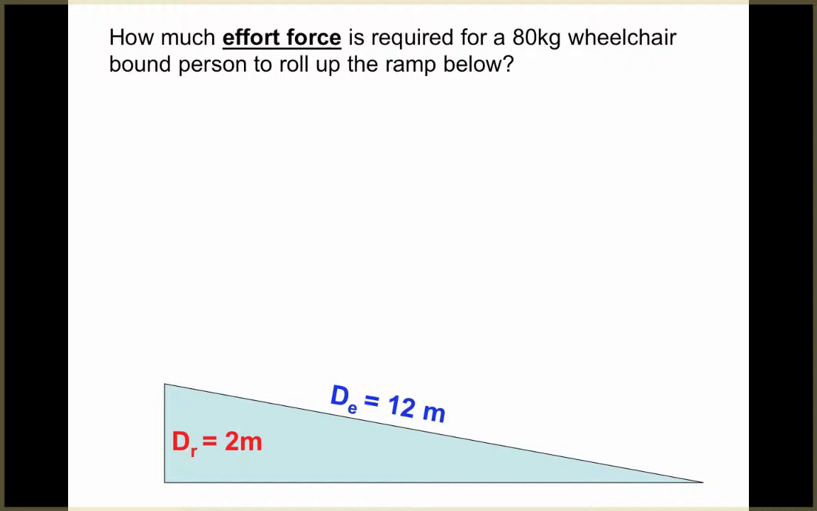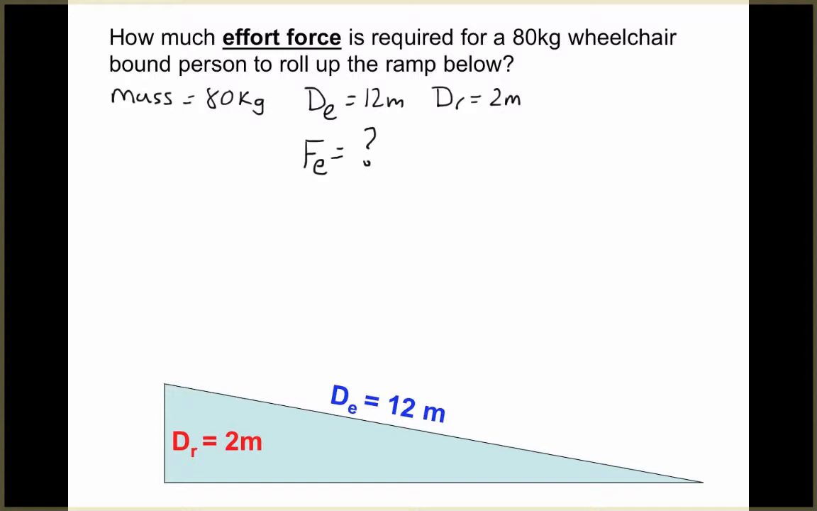So the first thing that I'm going to do is go ahead and write down everything that I know. So I know that we have a mass of 80 kilograms. So we write down 80 kilograms. And then I also know that I have a distance effort. So the effort distance is going to be 12 meters. And the distance resistance is going to be 2 meters. And what am I looking for? Well, I'm looking for that force required to get up there, so the effort force. And that's what I want to find.